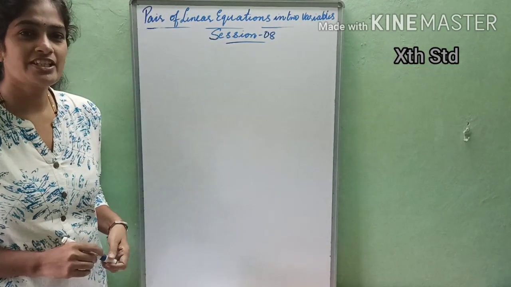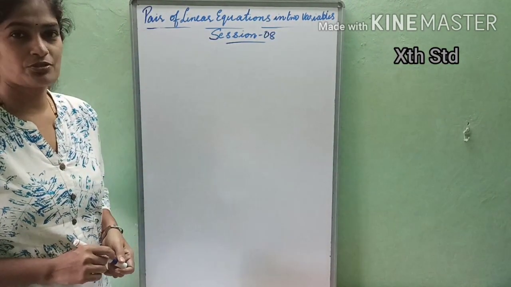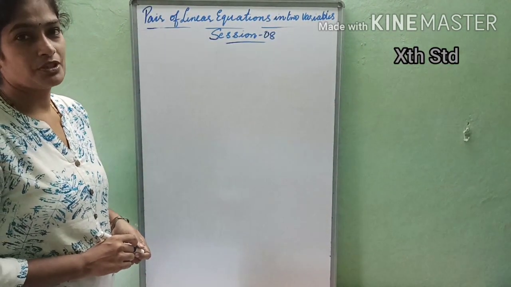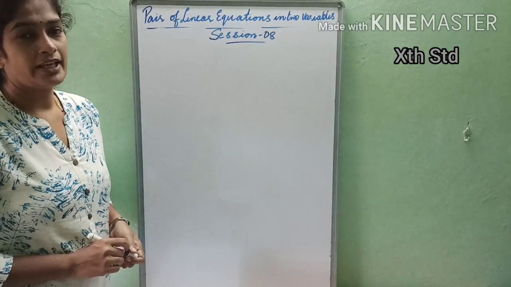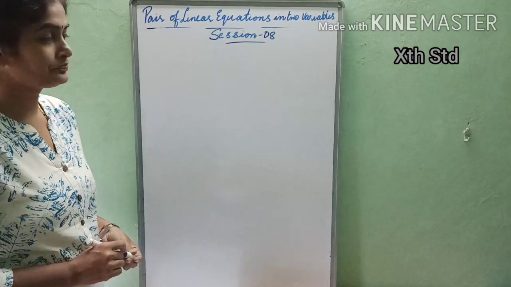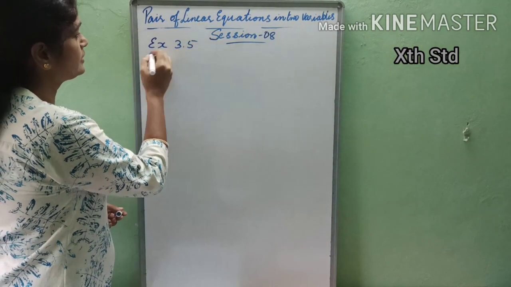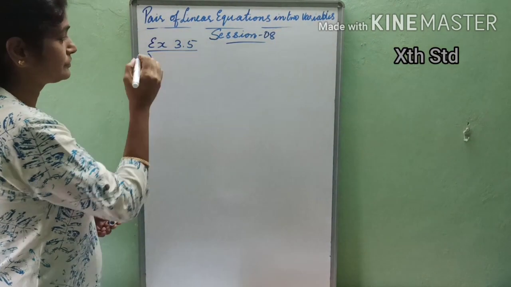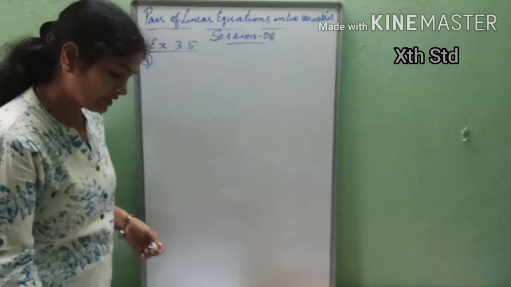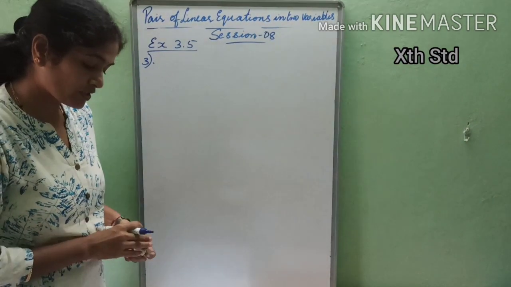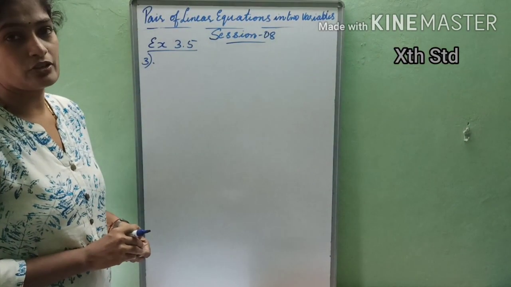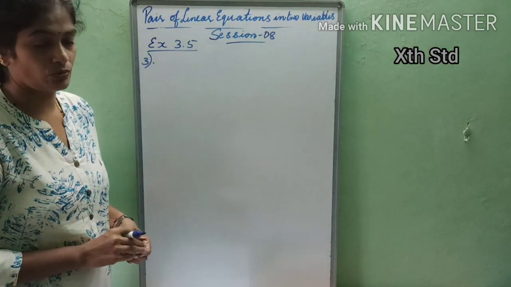Welcome to session 8, pair of linear equations in two variables. Today in this video, let's continue to solve exercise 3.5. Exercise 3.5, we'll look at the third question. Solve the following pair of equations by substitution and cross multiplication method, they have told.